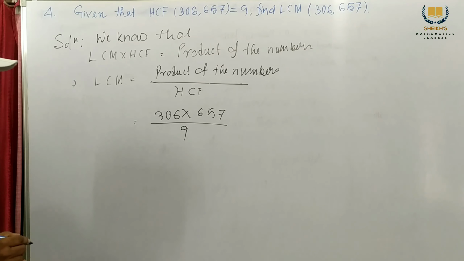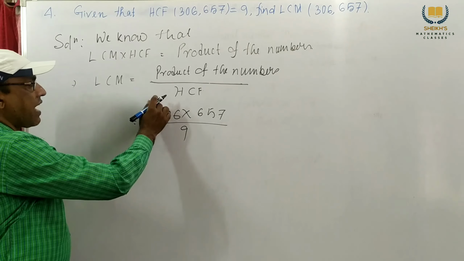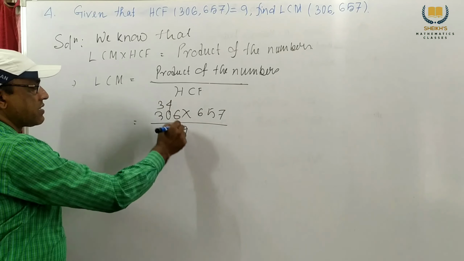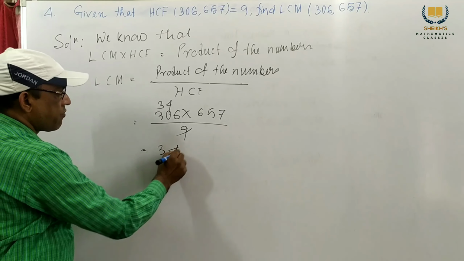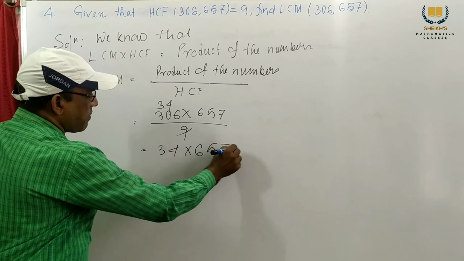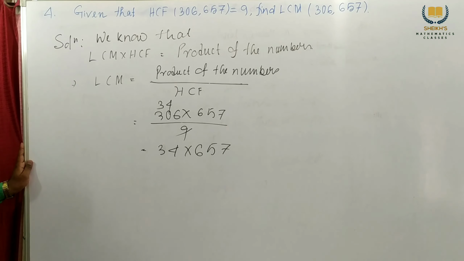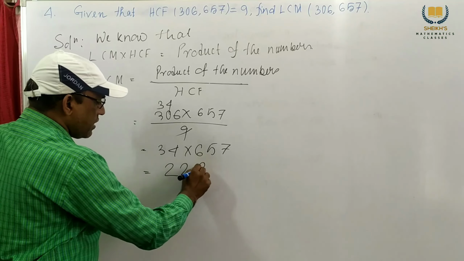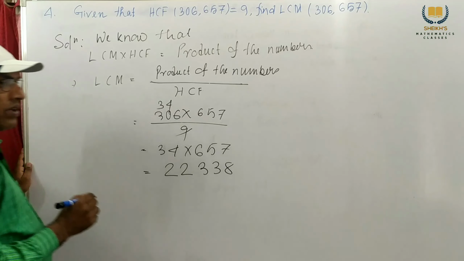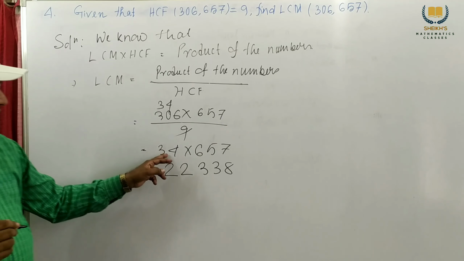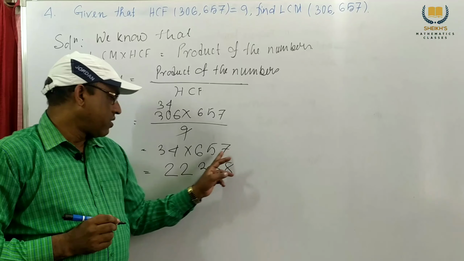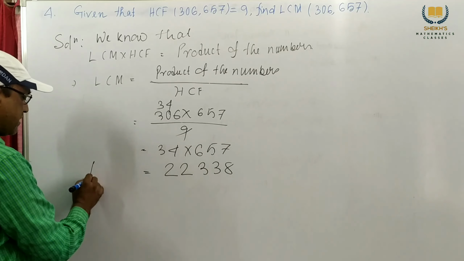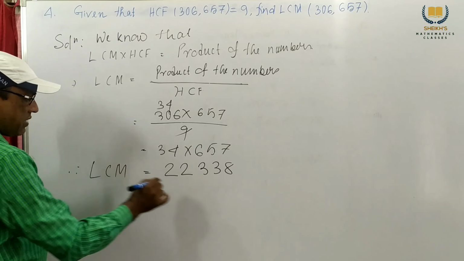Now if we cancel this, 9 3s are 27, here 3 is left, 36, 9 4s are 36. So we get 34 into 657. Now if we multiply these two, 34 into 657, we get 22338, and this is our LCM. LCM is equal to this, and this is the answer.